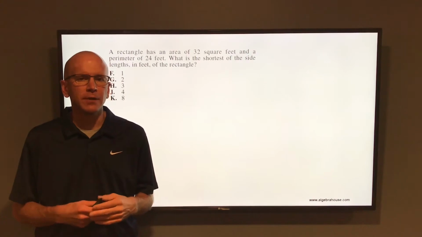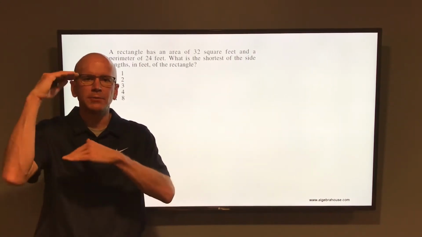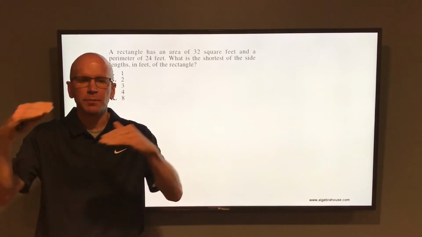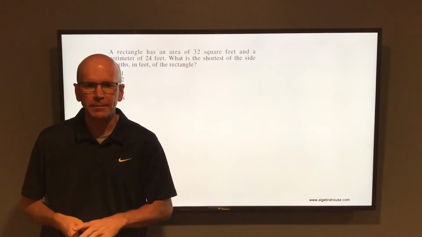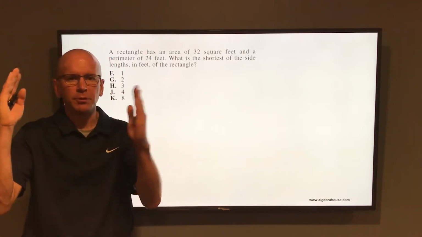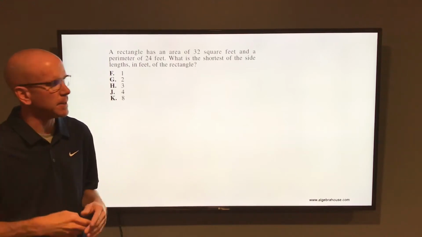The perimeter you can find two different ways. You can either add up all the sides of the rectangle or take 2 times the length plus 2 times the width, because you have 2 lengths that are the same and 2 widths that are the same. That gives you the perimeter of the rectangle, or again, you could just add up all the sides.